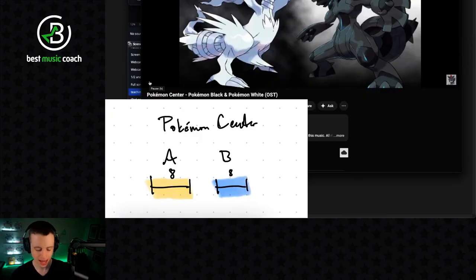Now we're back to the A. Now we're going to hear brand new motifs, ideas happening right here, and the B starts now. Different melody, different section.